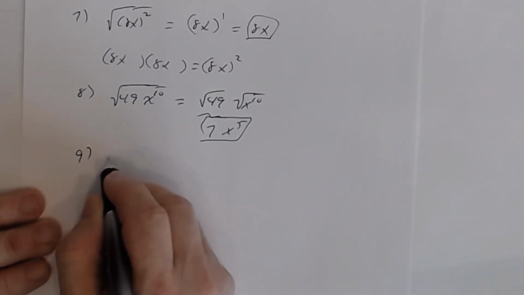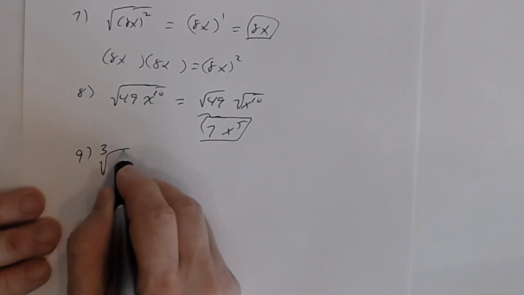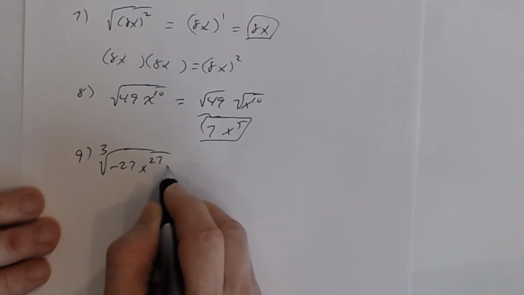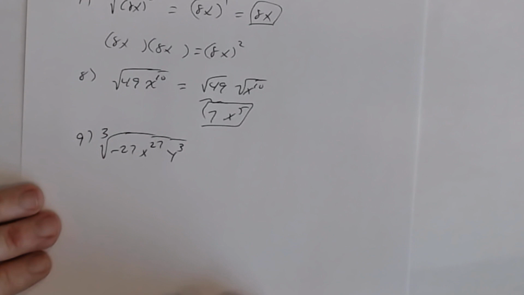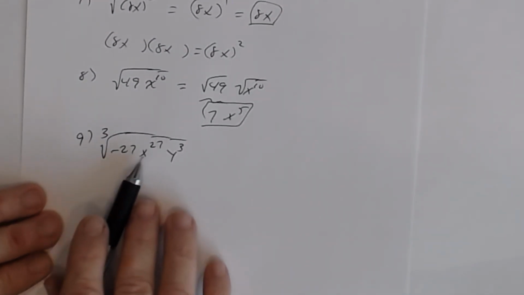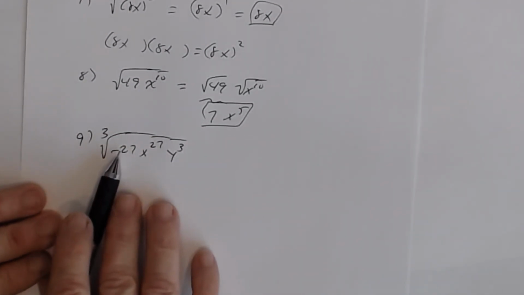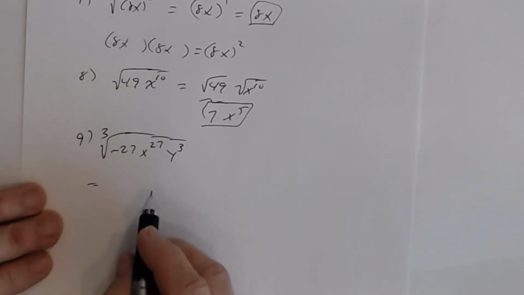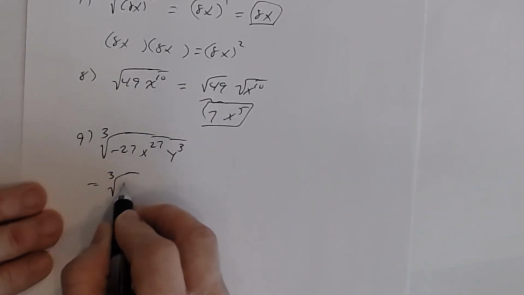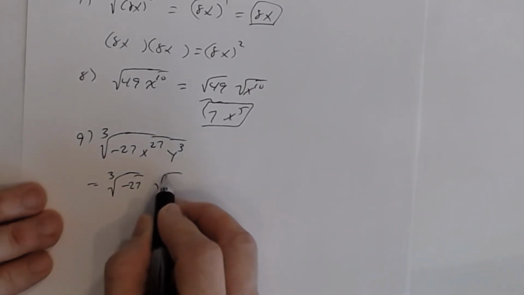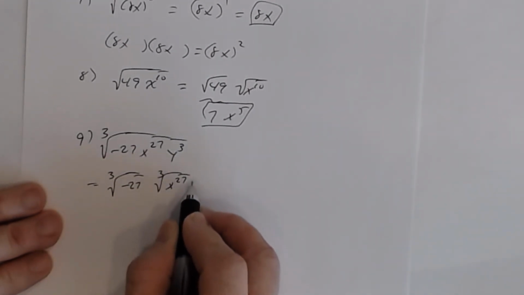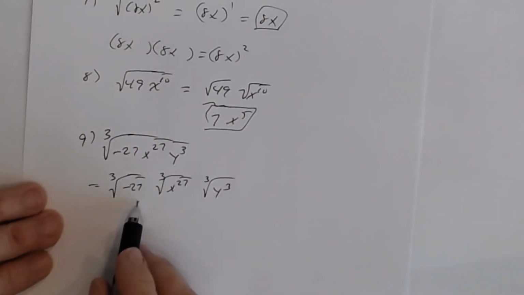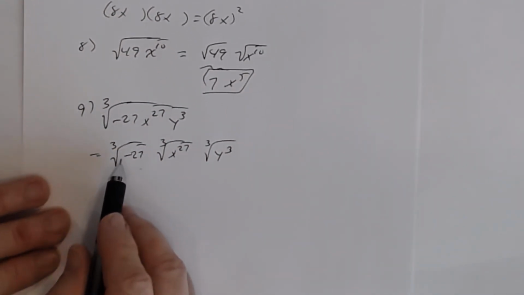Number 9, you have the cube root of negative 27, x to the 27th, y to the 3rd. Don't let the fact that you have 3 things here throw you off, or the fact that this is negative. Write it out using a product rule if you need to. Cube root of negative 27, cube root of x to the 27th, times the cube root of y cubed, and then simplify each one. We already talked about this.